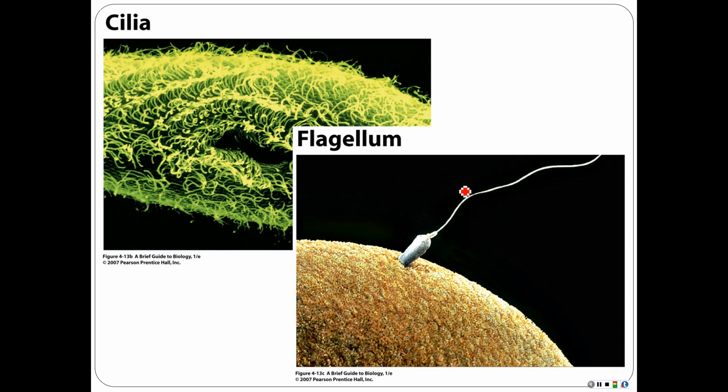Okay, and here's a couple of alternative images of cilia and flagella. Okay, in the top left are a bunch of tiny cilia, and on the far right a single flagella for, in this case, a sperm cell.